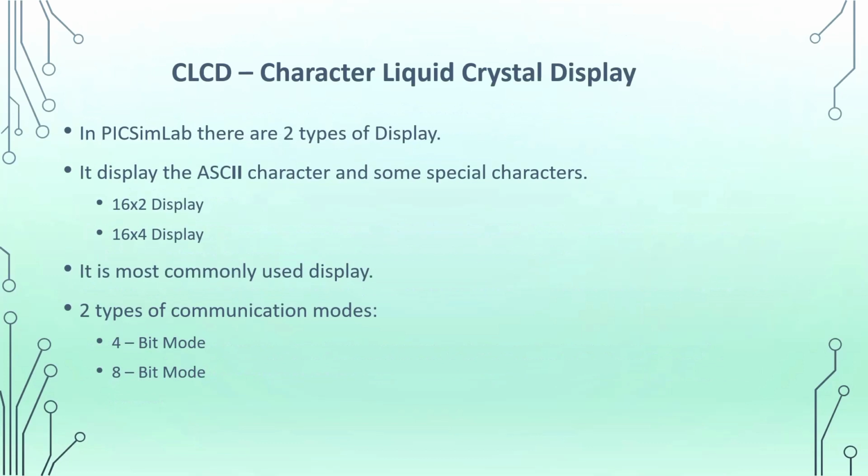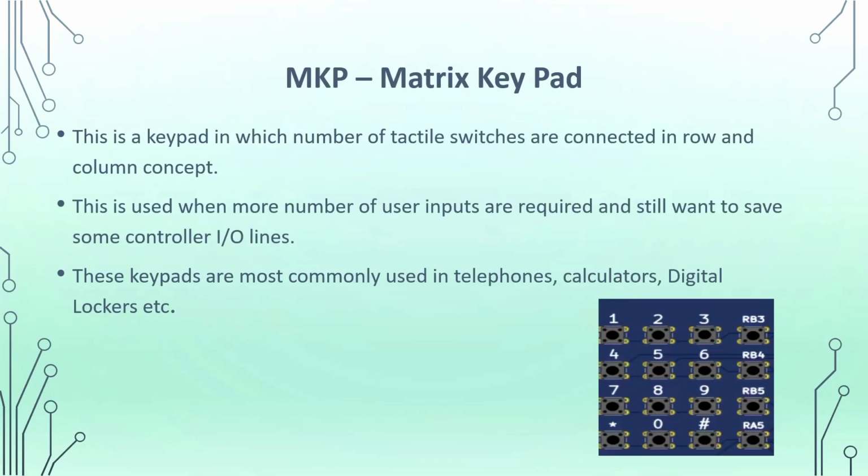Next, CLCD, character liquid crystal display. There are two types of display in PICSimLab, that are 16x2 and 16x4 display. It displays the ASCII characters and special characters. Two communication modes are 4-bit mode and 8-bit mode. MKP, matrix keypad. It is a small compact input device that accepts user input in rows and columns, processed by the microcontroller.